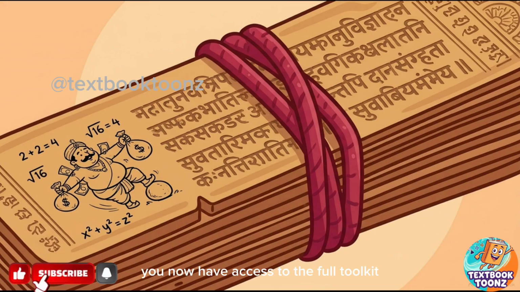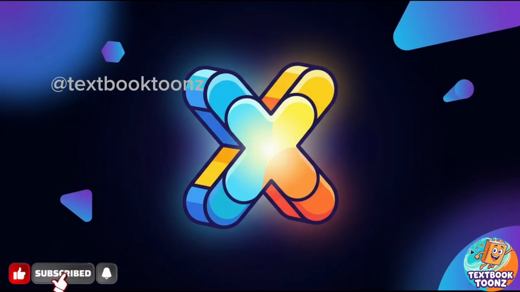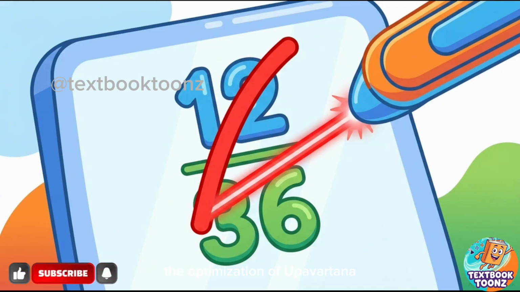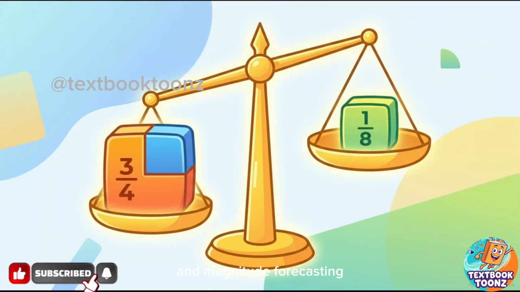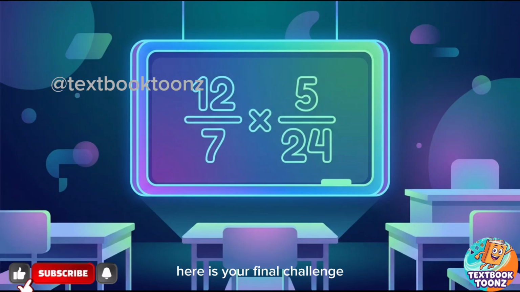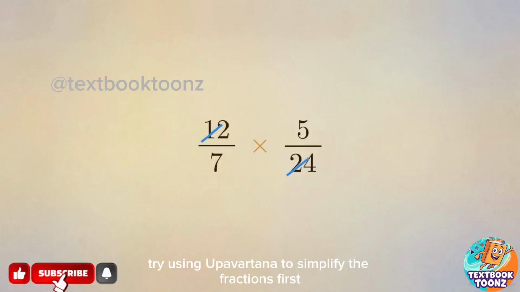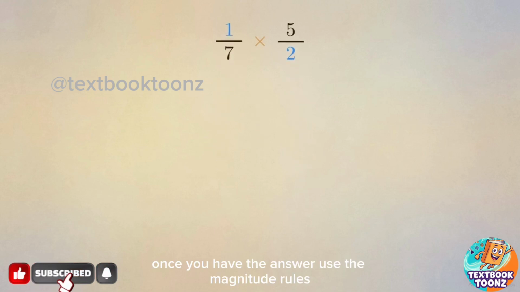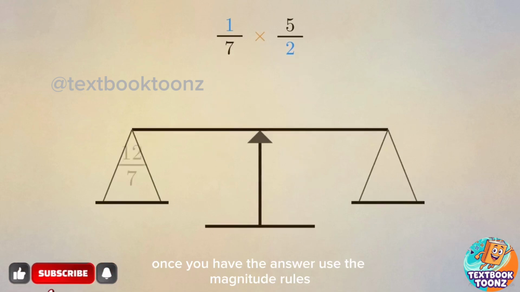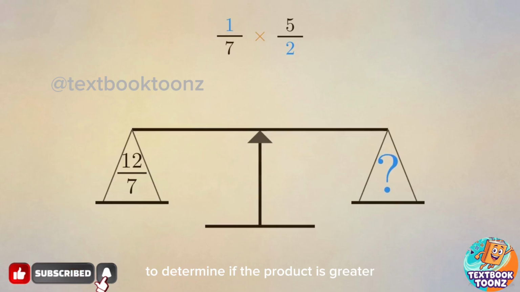You now have access to the full toolkit: Brahmagupta's baseline rule, the optimization of Apavartana, and magnitude forecasting. Here is your final challenge. Look at this problem on the board. 12/7 multiplied by 24/5. Try using Apavartana to simplify the fractions first. Once you have the answer, use the magnitude rules to determine if the product is greater or less than 12/7.